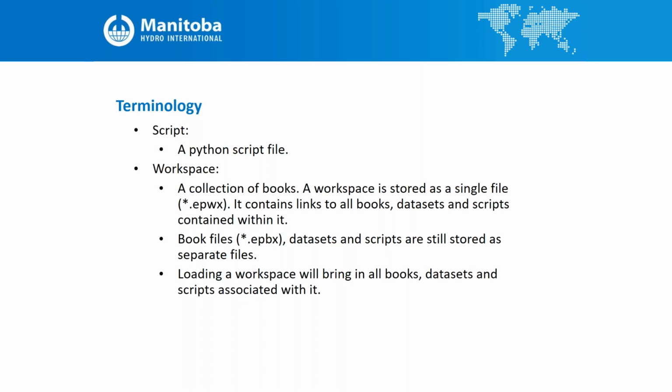And finally, the workspace. A workspace is a collection of books. It's stored as a single file. It's actually a collection of books and data sets and scripts, and it's stored as a single file, but it contains the links to all your books and data sets and scripts that are contained with it. So you can have your files all over your computer, and when you load up that workspace, it automatically grabs all the files that are associated with it and brings it into one general area. But as I said, the book files remain separate, and the data sets and the scripts all remain as separate files, but the workspace just has links to everything together.